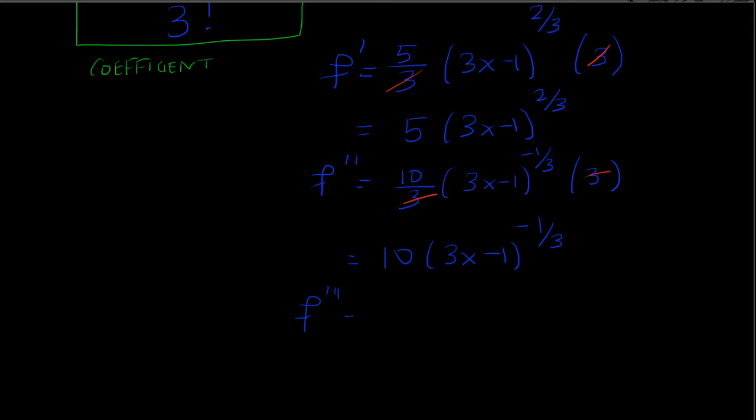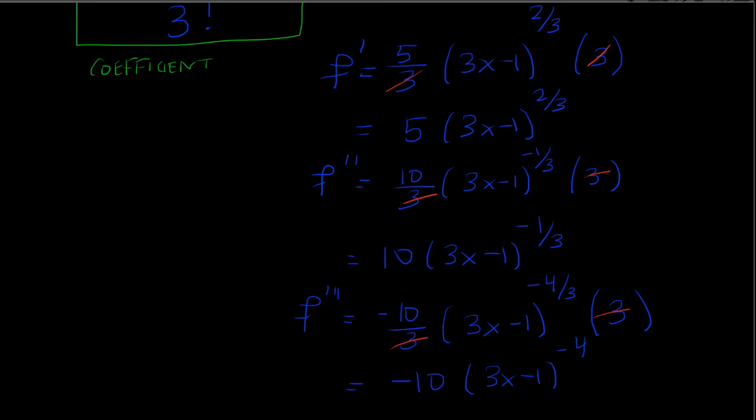Finally, for the third derivative, I'm going to bring down the exponent of negative 1/3. So I'll get negative 10/3 times 3x minus 1. I'm going to subtract 1 from the exponent, which will be negative 4/3. Multiply it by the derivative of the inside, which is again 3. 3's cancel. And we have negative 10 times the quantity 3x minus 1 raised to negative 4/3 as my derivative.